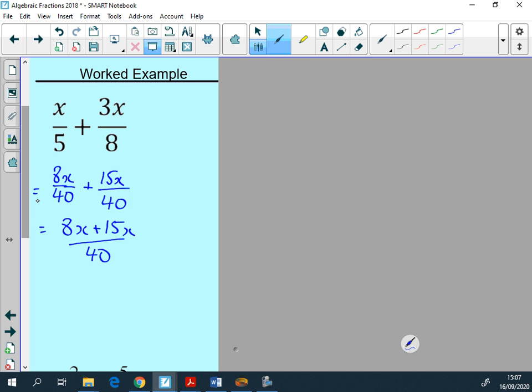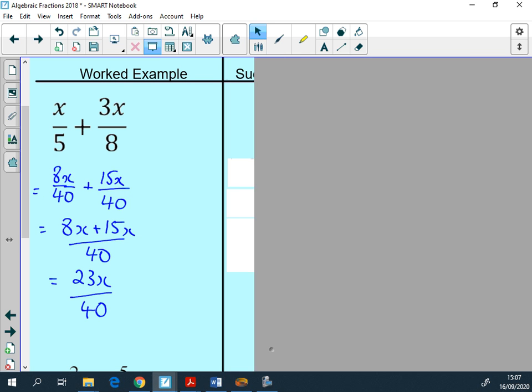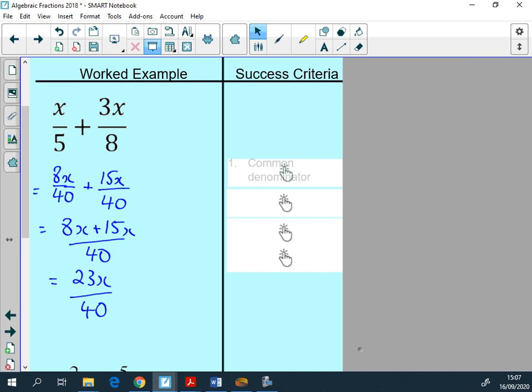Notice I don't try and do too much in one step. And then I put them together, 23x, over 40. And always check to see if you can simplify your fraction. 23 and 40 doesn't simplify. So I get my common denominator, and I multiply to ensure that they're equivalent fractions.